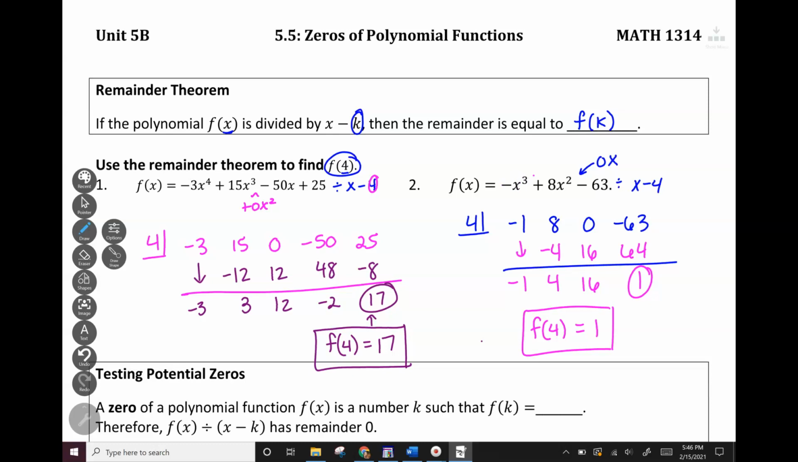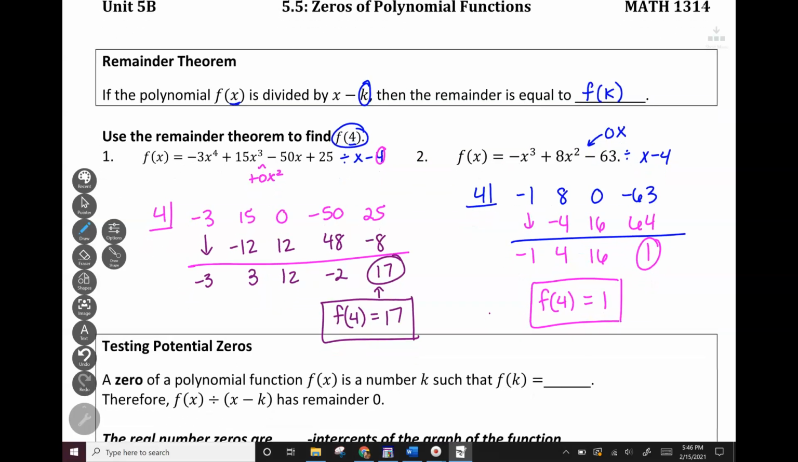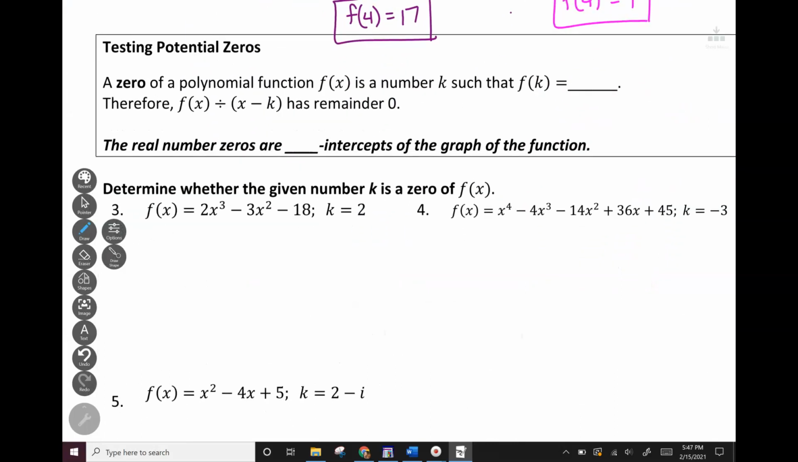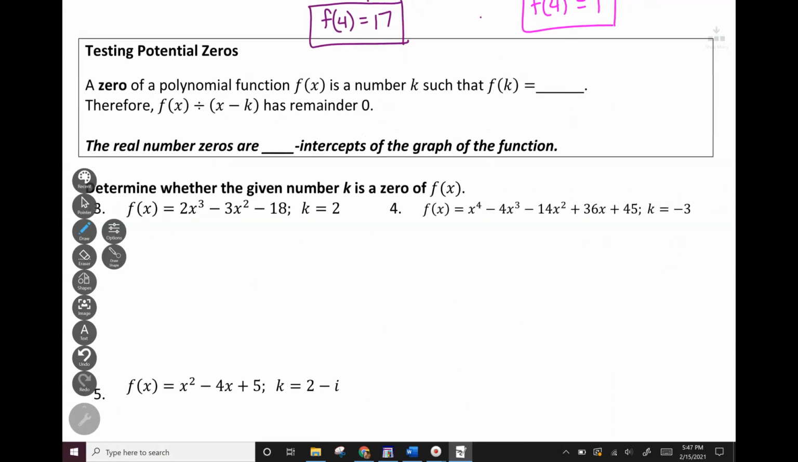-4 cubed, 4 cubed is 64, that's -64, and so on. You're just having to do a lot of multiplications there. A lot of computation there. But the synthetic division process, pretty smooth.